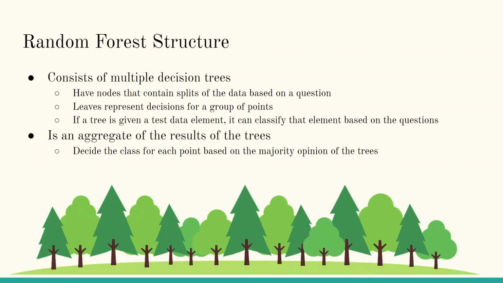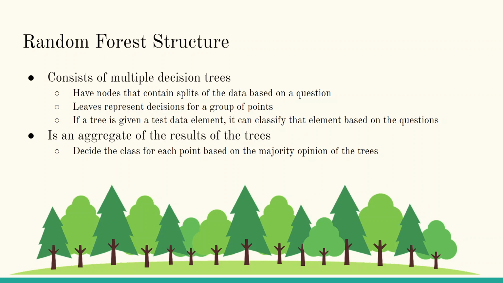For the structure of the random forest, it consists of multiple decision trees. For our experimentation, we used 100 decision trees, but you can do as many as you'd like. So they have nodes that contain splits of the data based on a question. The leaves represent decisions for a group of points. If a tree is given a test data element, it can classify that element based on the questions. And then the random forest is an aggregate of the results of the trees.